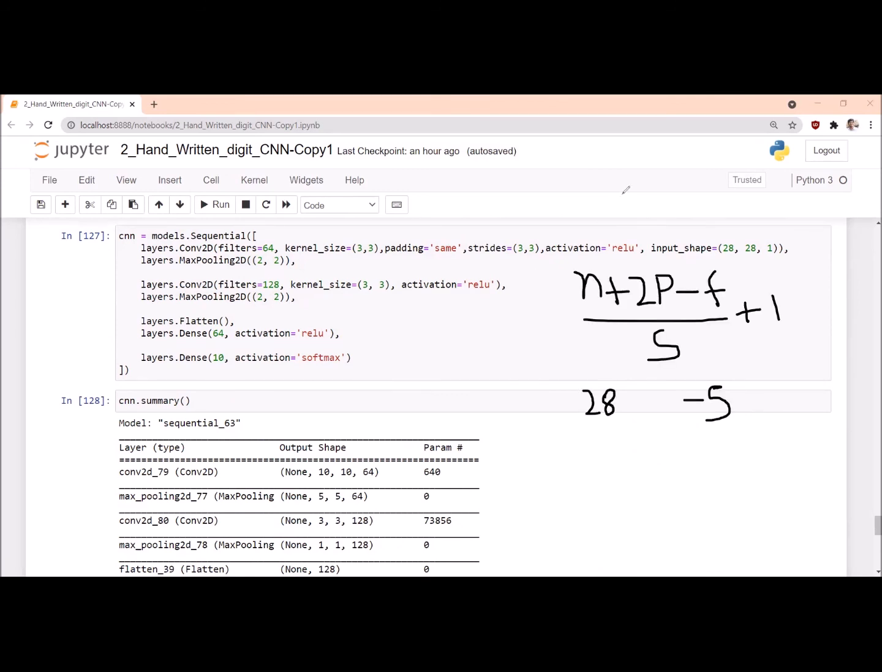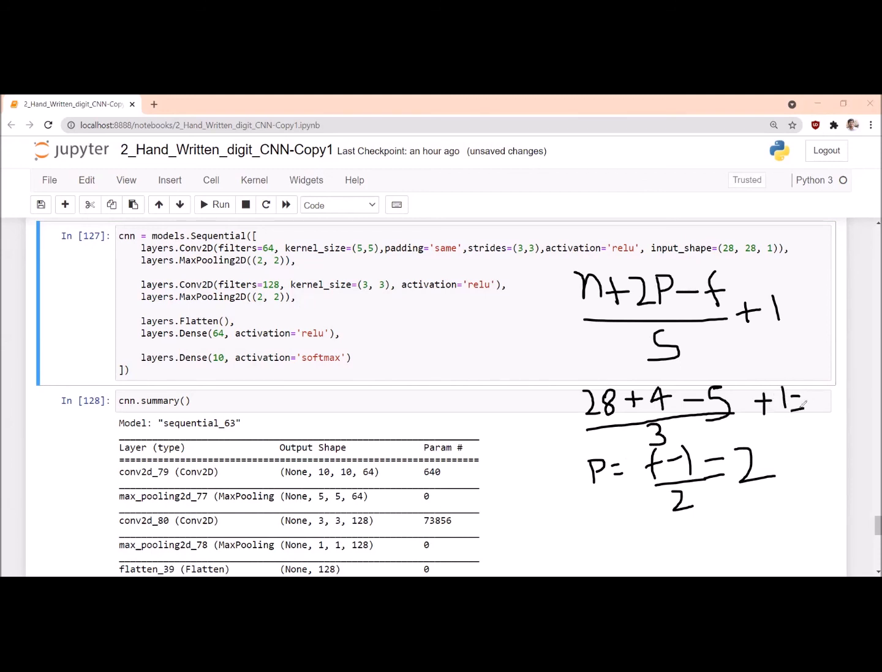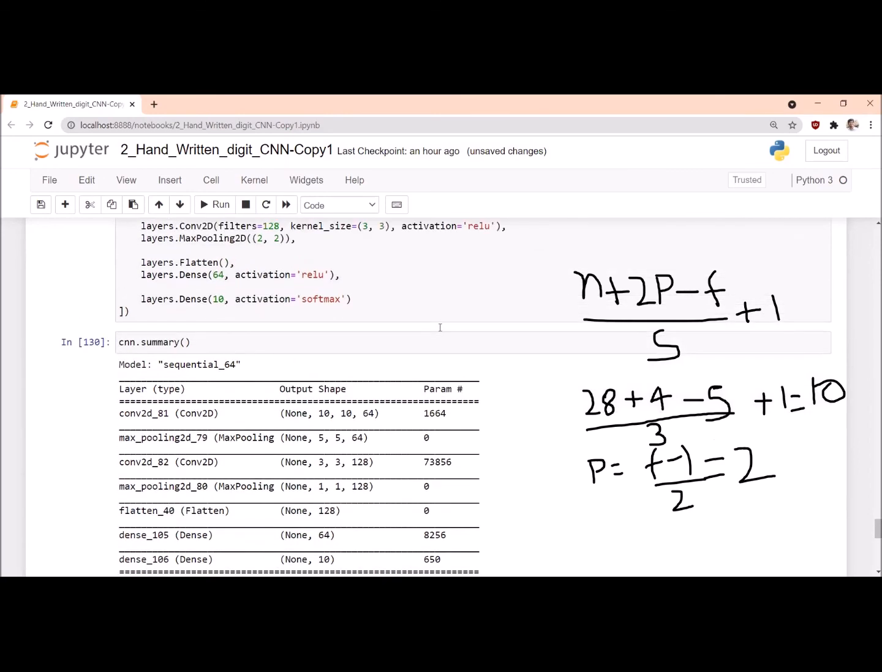Now we want to change the kernel size to 5. So I am considering this as 5 by 5. When the kernel size is 5, the padding P is equal to (F minus 1) by 2, which means (5 minus 1) by 2 is equal to 2. So here n plus 2 into 2, 4. So n, 28 plus 4 minus 5, by the stride, let us consider we are taking 3, plus 1. This is equal to 32 minus 5, 27, 9 plus 1, 10. Again, we should get 10. We will execute this one. See, again, we got the 10.